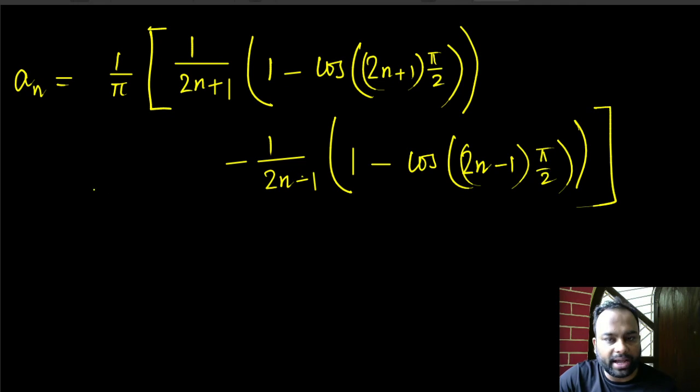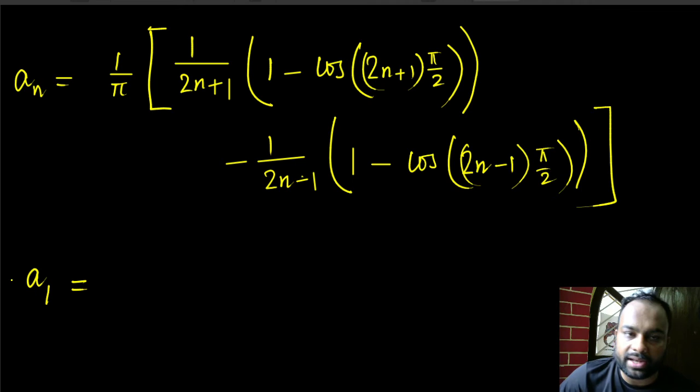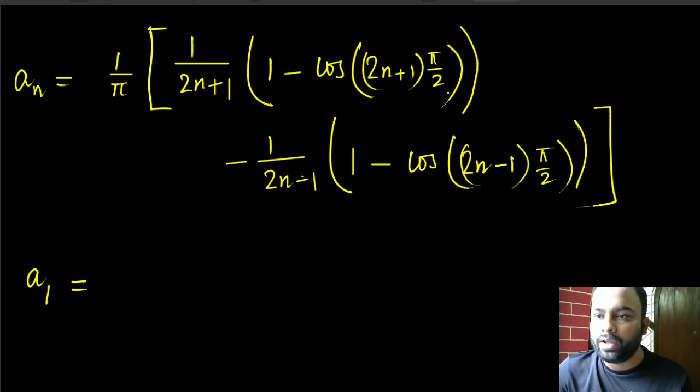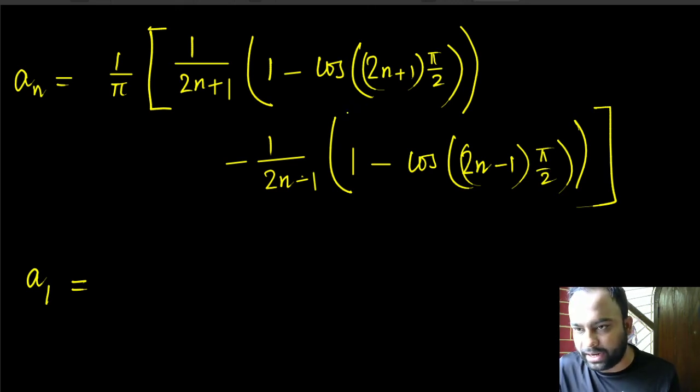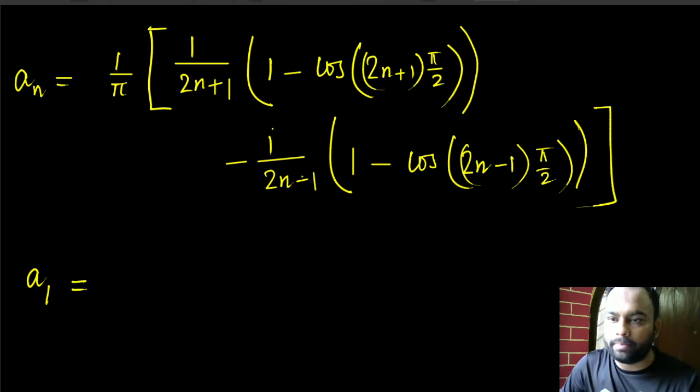So let's try to figure out a pattern in this. Let me ask you this: what is the value of an? Let's put n equal to 1, and what is the value of a1? Try to figure something very important out here. For whatever integer value of n, this 2n plus 1 is always going to be an odd number, right? It is never going to be an even number. So with that said, what is a1?